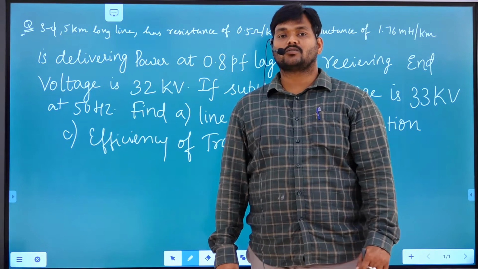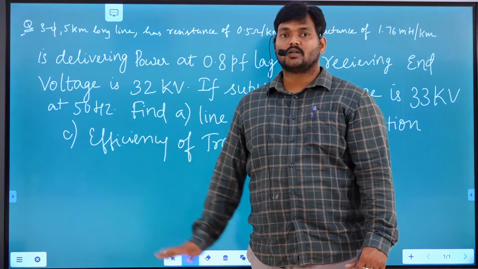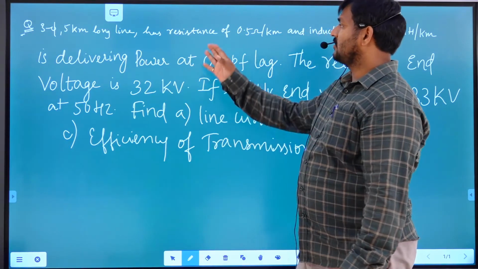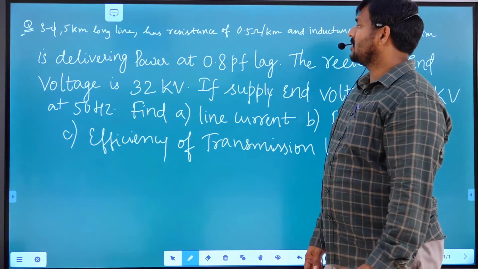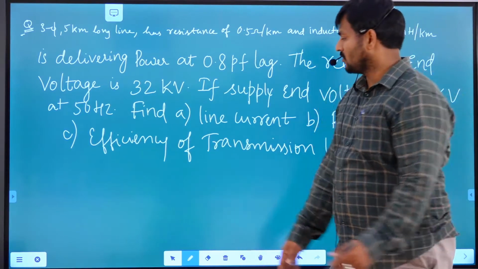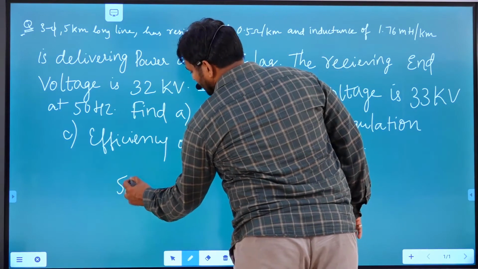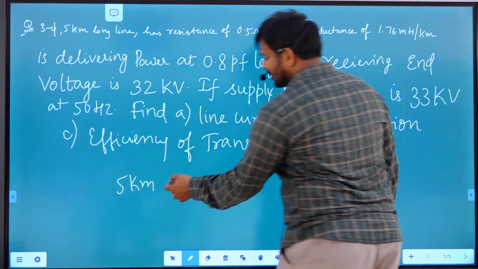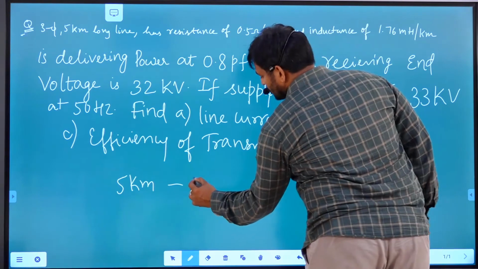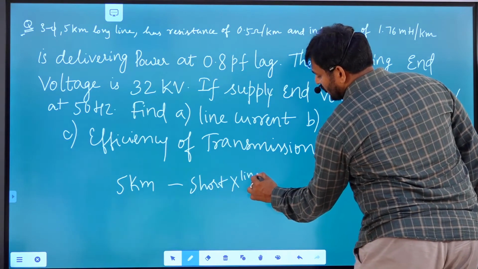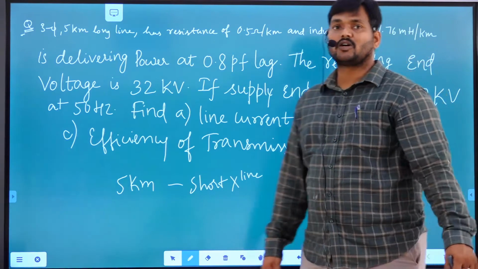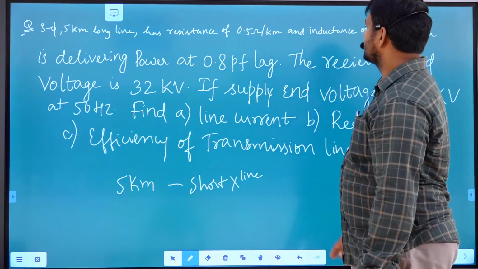In today's lecture, we are going to do some numericals. The given question is a three-phase transmission system. The length of the transmission line is 5 kilometers. It means it is a short transmission line, so we have to use the formulas that we studied in the performance of short transmission line.